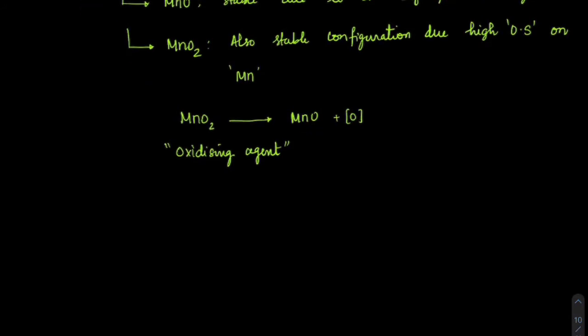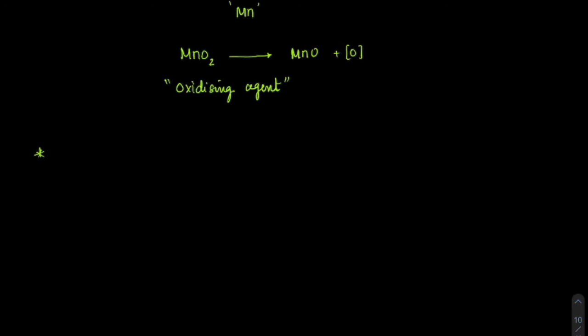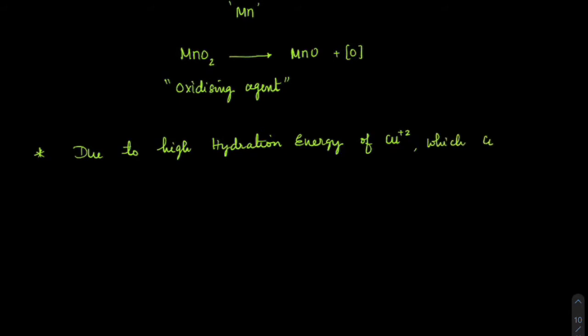Okay. Next important oxidation state is about copper. What you will observe here is the high hydration energy of Cu+2, which compensates the second ionization energy of copper, which is also a very high value in fact.